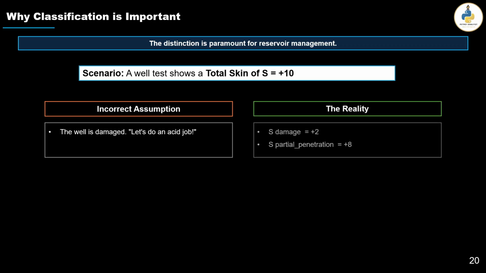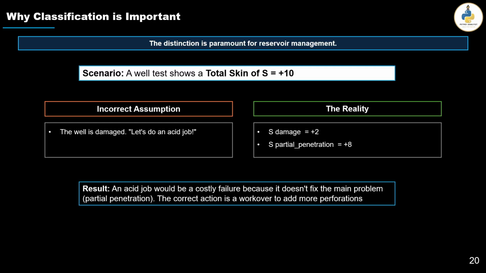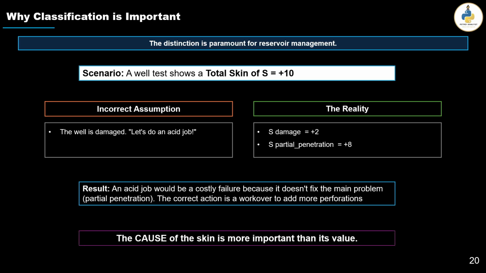But in reality, this positive 10 skin is 80% from the partial penetration and only 20% from the damage. So the major problem here is the partial penetration. Taking the action of doing acid or hydraulic fracturing will be a costly failure because it doesn't fix the problem, and it is additional cost. The correct action is to do a workover to add more perforations. So in conclusion, the cause of the skin is more important than the value itself.